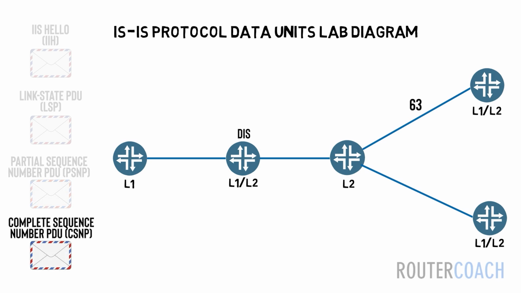CSNP. Complete sequence number PDUs send a summary of the entire link state database that an intermediate system has for a given level, and these are sent periodically or when a link first comes up. This ensures that the link state database for all intermediate systems is always the same.